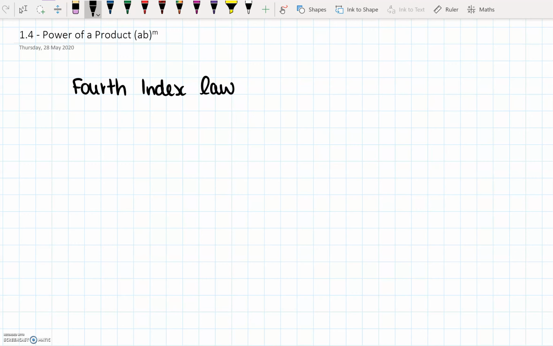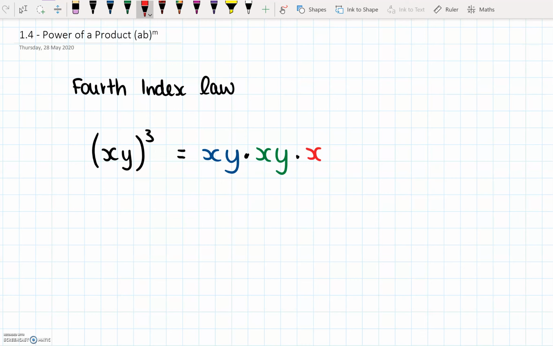So you can see here we have (ab) to the power of m. That means that we have a situation such as (xy) cubed, with brackets around it, just like this. Now think about again what this actually means if we write it out the long way. It means we have xy times itself 3 times, so xy times xy times xy. That's what we actually have here.